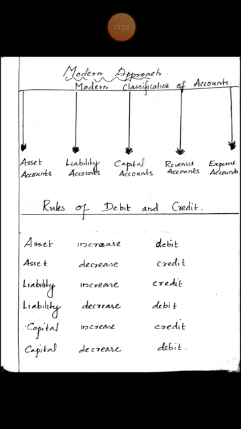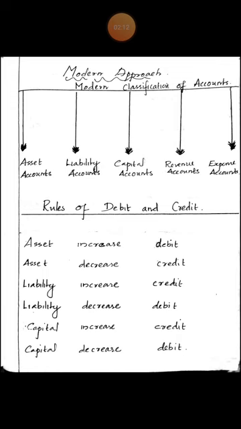Next, liability accounts. Liabilities are the obligations of the business organization. Liability accounts are accounts of lenders, creditors, outstanding expenses, etc. Rule of debit and credit: debit the decreases and credit the increases. What is the rule of asset account? Debit the increases and credit the decreases. Rule of liabilities: debit the decreases and credit the increases.